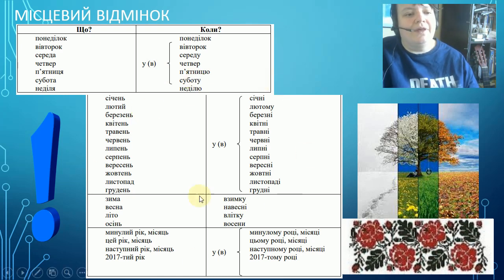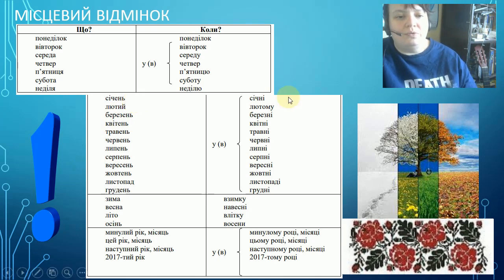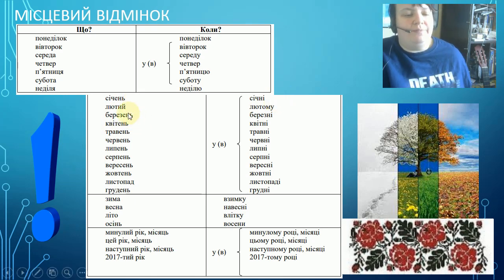Now, the months of the year. Січень, January. У січні, in January. Лютий, February. У лютому, in February. Березень, March. У березні, in March. Квітень, April. У квітні, in April. Травень, May. У травні, in May.